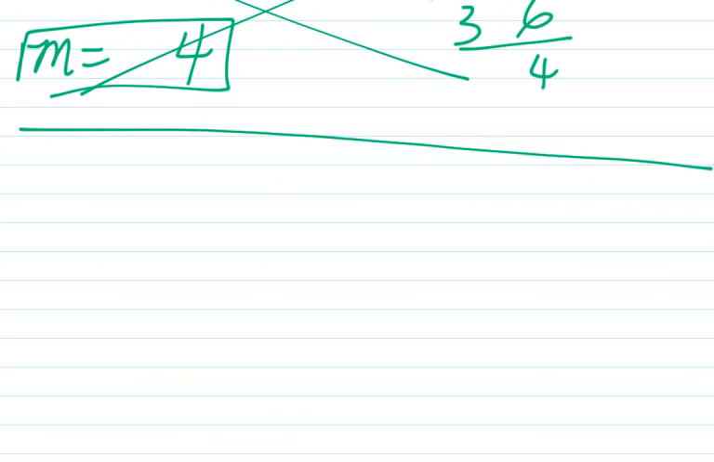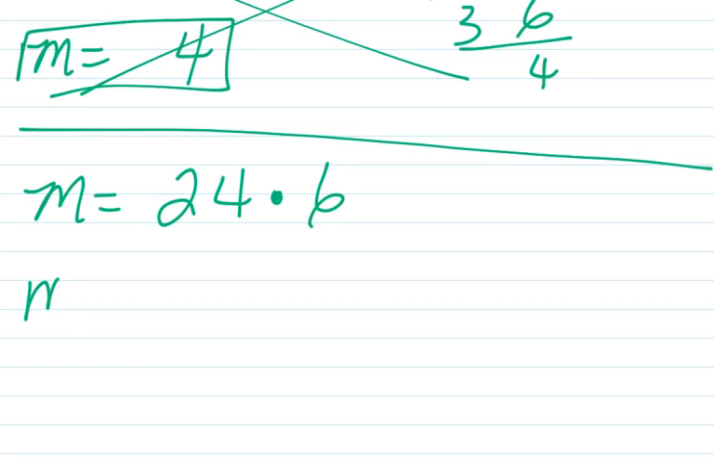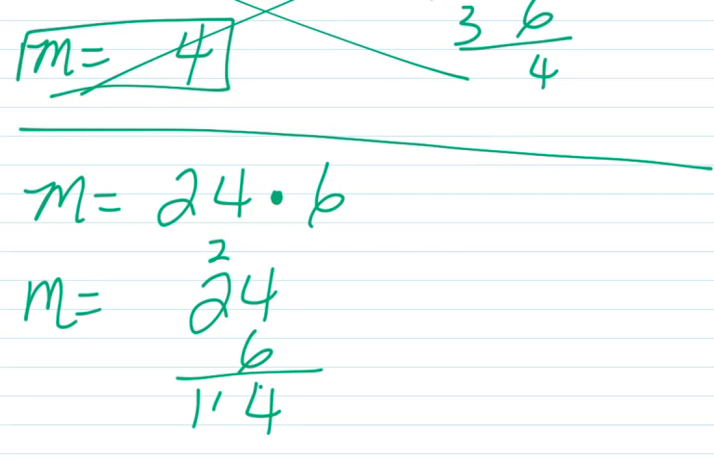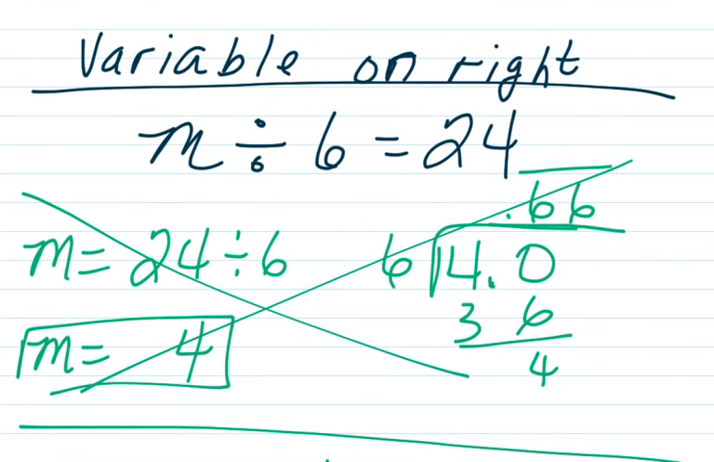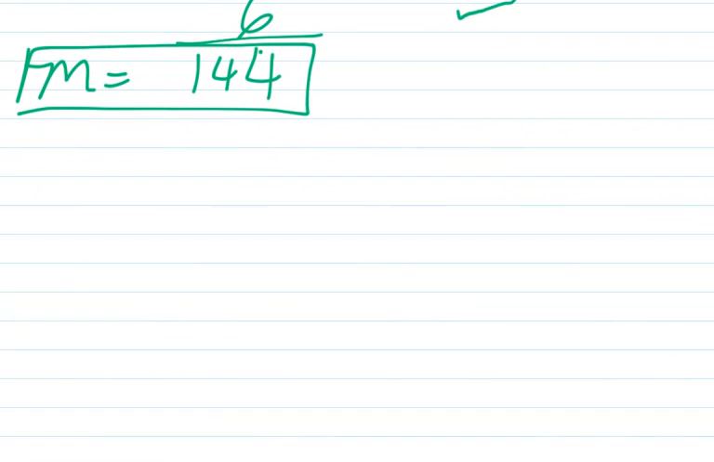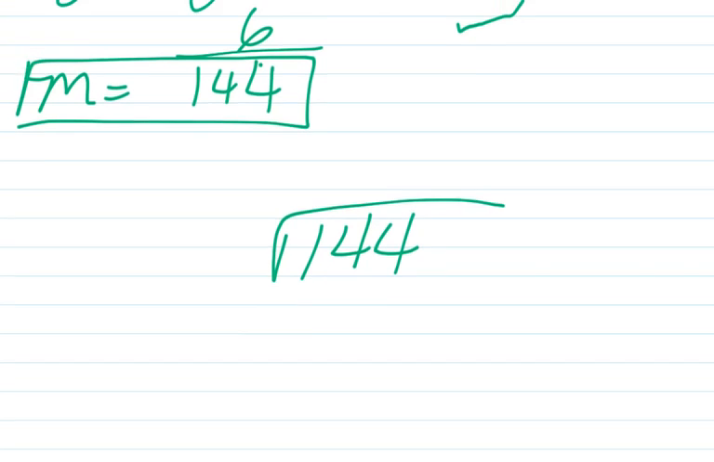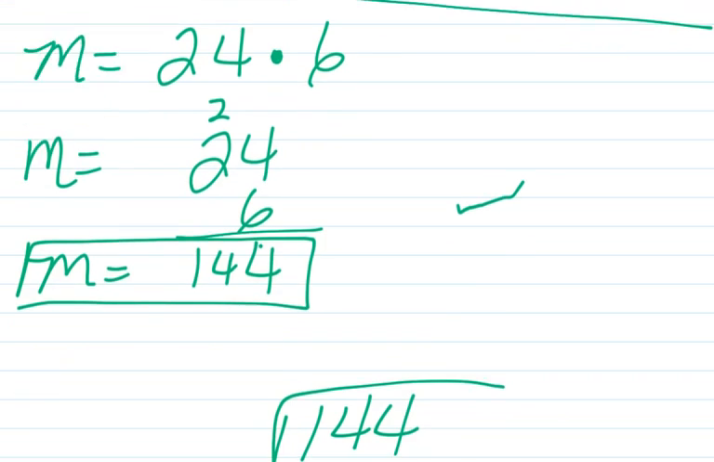Now, let's try to multiply this time. M equals 24 times 6. M equals 144. Now let's go through and divide that: 144 divided by 6.